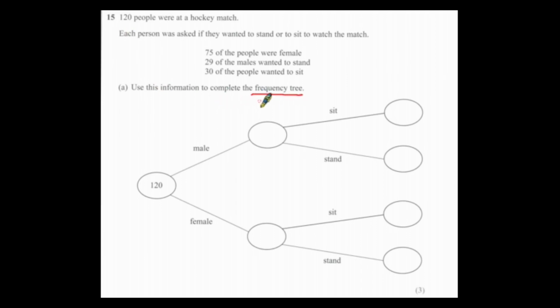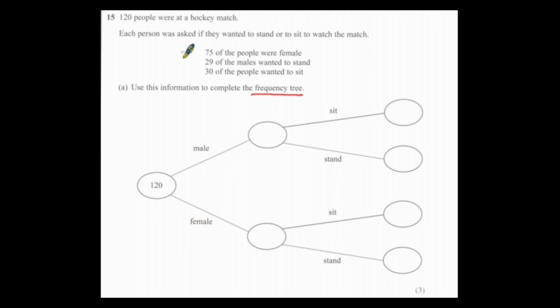Question 15 is all about a frequency tree. Now with a question like this, the trick is to use the information that you have got to work out the information that you don't. So let's see what we already know about this frequency tree. 120 people were at a hockey match. That has been pre-filled for us. Each person was asked if they wanted to stand or to sit to watch the match. So we have people sitting and standing, and we also have males and females.